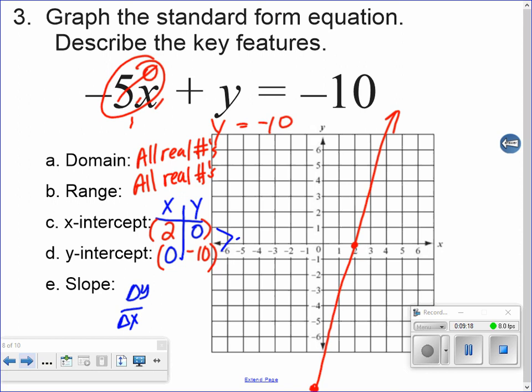And then our slope would be our change in y to our change in x. So my y decreases by 10. That's negative 10. My x decreases by 2. That's negative 2. And so our change in y of negative 10 over negative 2 simplifies down to 5. And so our slope for this graph is 5.